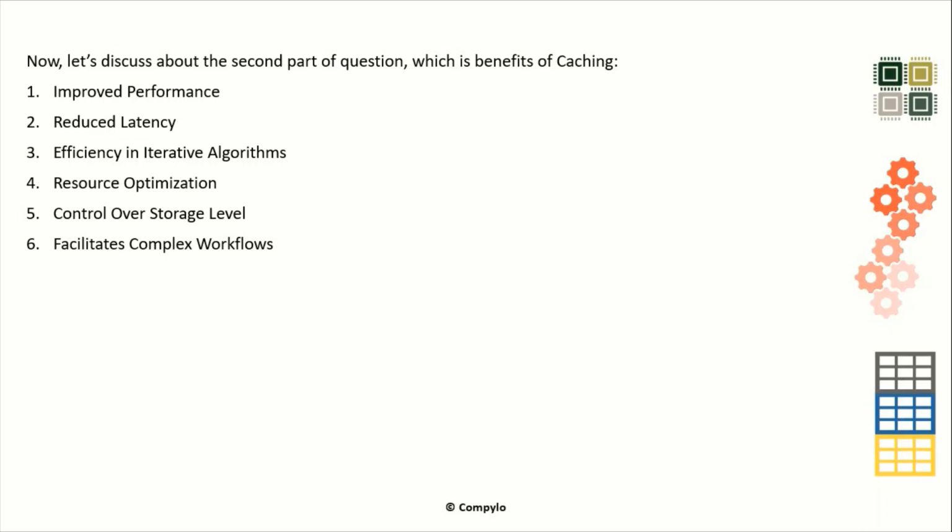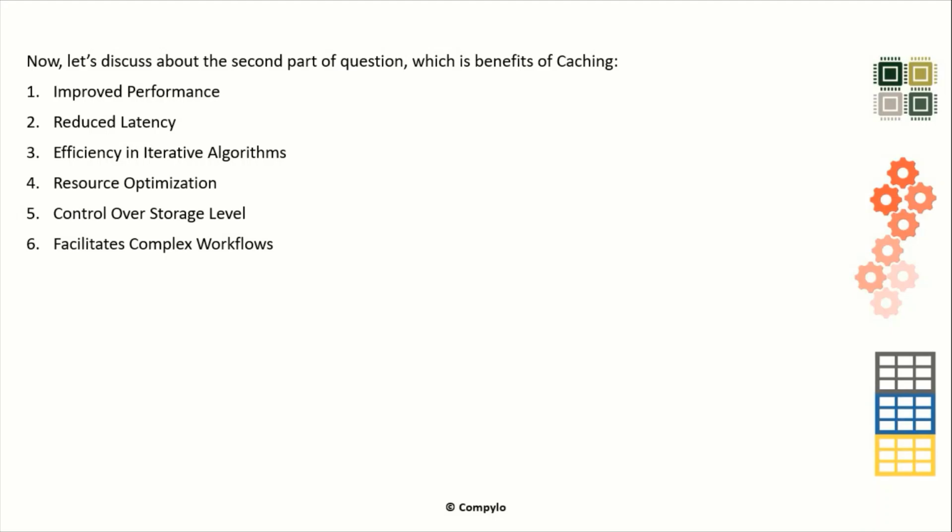Fifth point is control over storage level. With the persist method, you can choose the most appropriate storage level based on your cluster's resources and workload, providing flexibility for optimization. And the last point is that it facilitates complex workflows. In complex data pipelines where the same data is accessed multiple times, caching simplifies the process by allowing you to reference the cached data rather than reloading it.